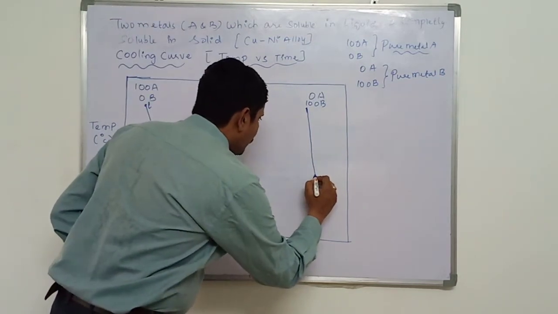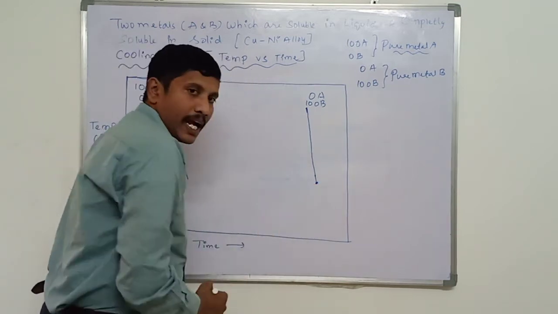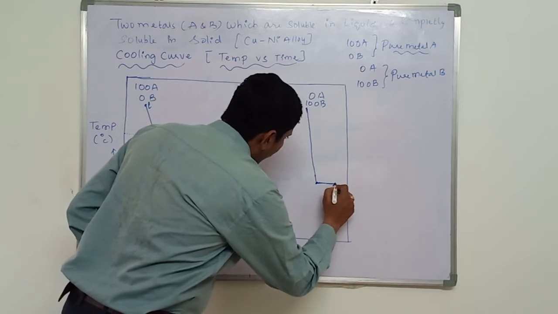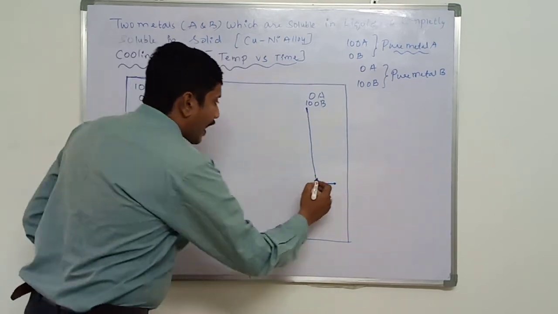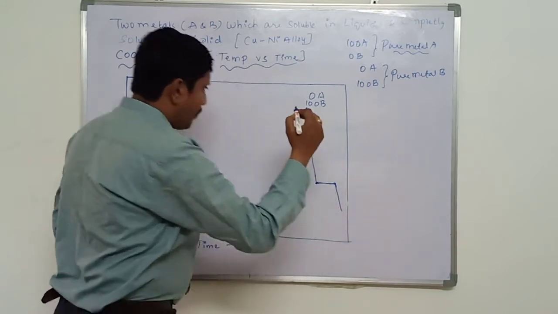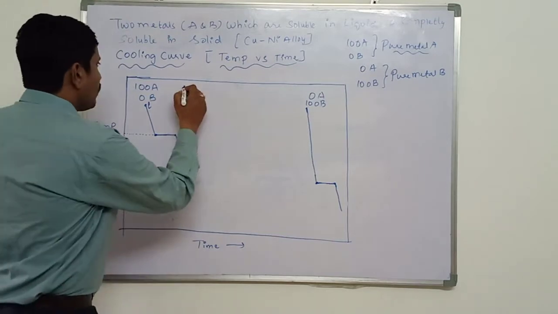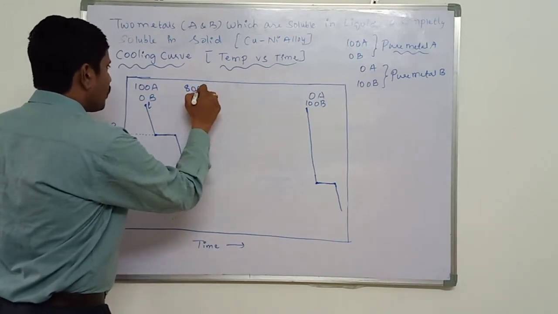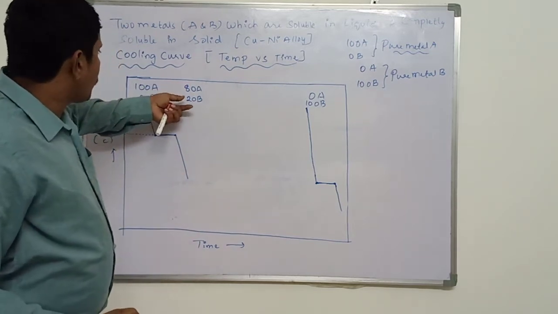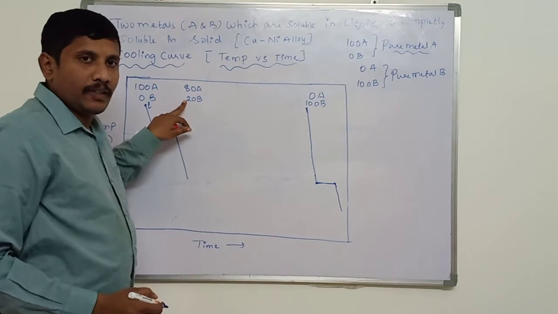So once the metal B reaches its freezing temperature, solidification will start, and as it is a pure metal B, solidification will start and solidification will end at this fixed temperature, right? So I have represented the cooling curve for pure metal B. Next I am taking 80% of A and 20% of B. So now to the pure metal A, I am adding alloying element B, right?